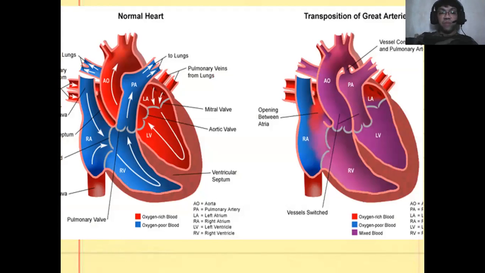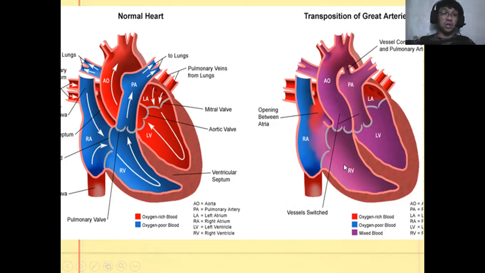At the left side is a normal heart. The right side has the TGA, or the transposition of the great arteries. As you can see here, instead of the pulmonary artery originating from the right, it is now originating from the left side of the heart. And instead of the aorta originating from the left, it's now originating at the right side of the heart.